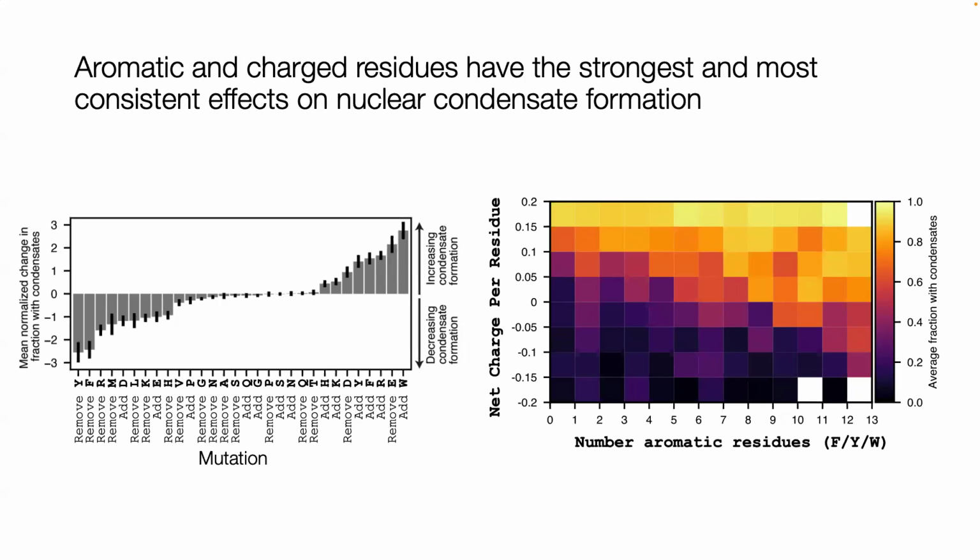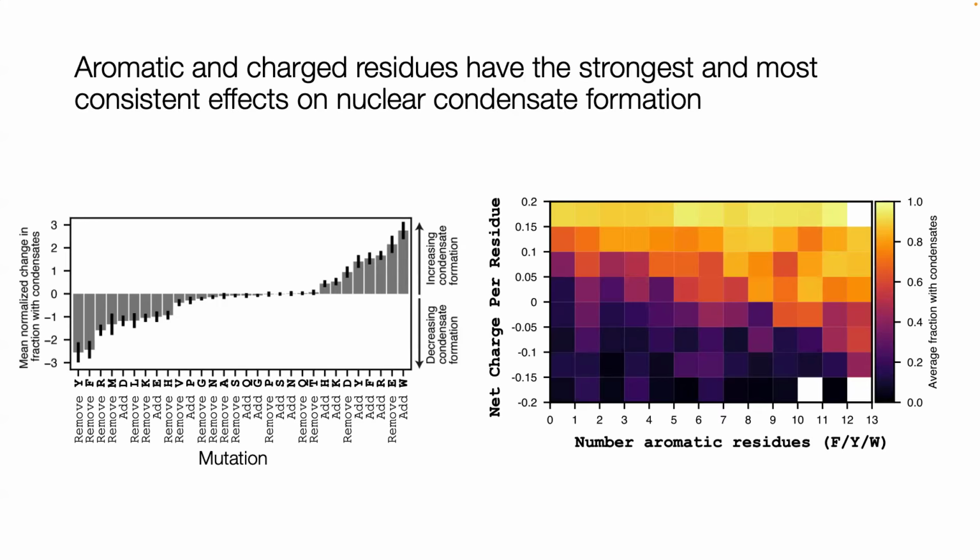So the number of aromatic residues makes a ton of sense and is super consistent with all of the previous studies that I showed you on the previous slide. This has been found numerous times that aromatic residues are important for driving condensate formation. But net charge was a little bit more surprising.